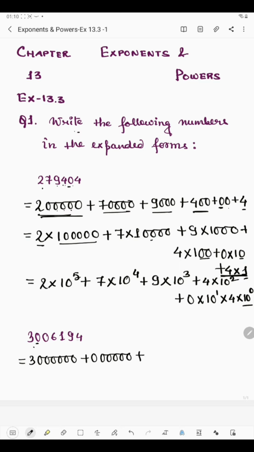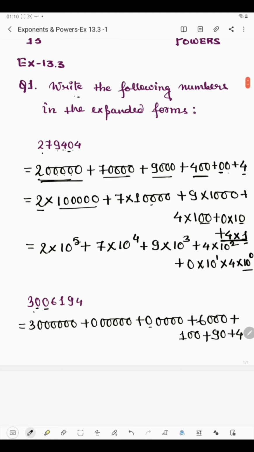Again we have 0, and after 0 we have 1, 2, 3, 4. 4 places. Then we have 6, and after 6, 3 places, so 3 zeros. Then we have 1, and after 1, 2 places, so we'll write 100. And then we have 9, after 9, 1 place, so it's 90. And after 4 there is no digit, so we'll write 4.